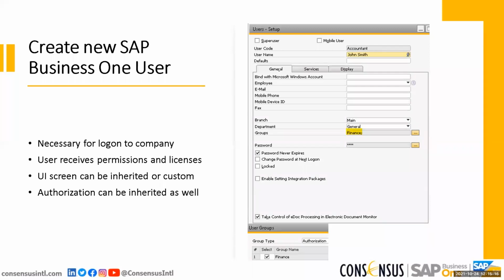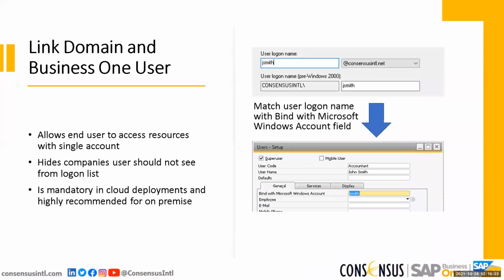On this next screen, we can see how we're linking the user logon name, which was J. Smith, to the Business One user code accountant, allowing J. Smith to log into the company using his Windows account, J. Smith.